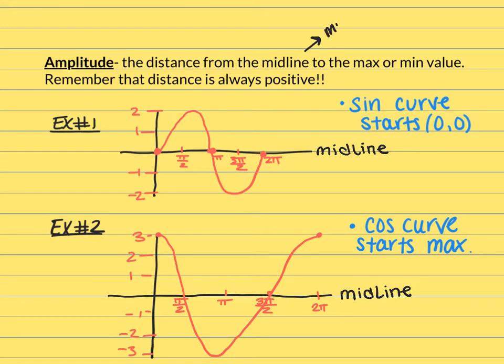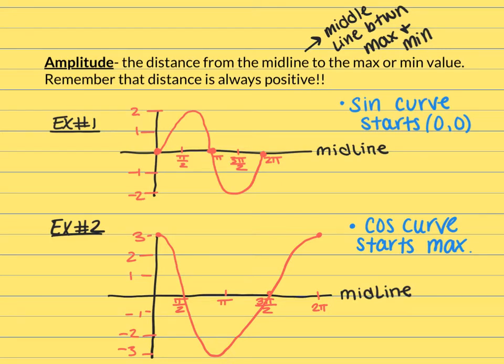So it's the middle line between max and min values. So middle line between max and min. So I mean, that kind of makes sense here, right? If I went as high as 2 and as low as -2, the middle would have to be 0. Same thing in example number 2. The highest I went was 3 and the lowest I went was -3. Therefore, the middle has to be 0 again.